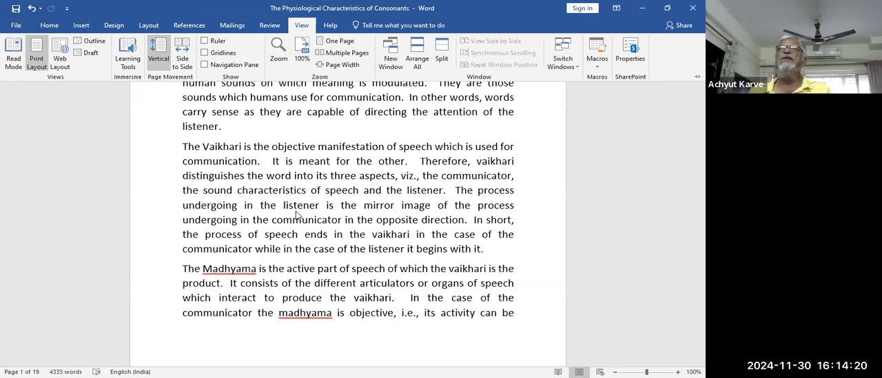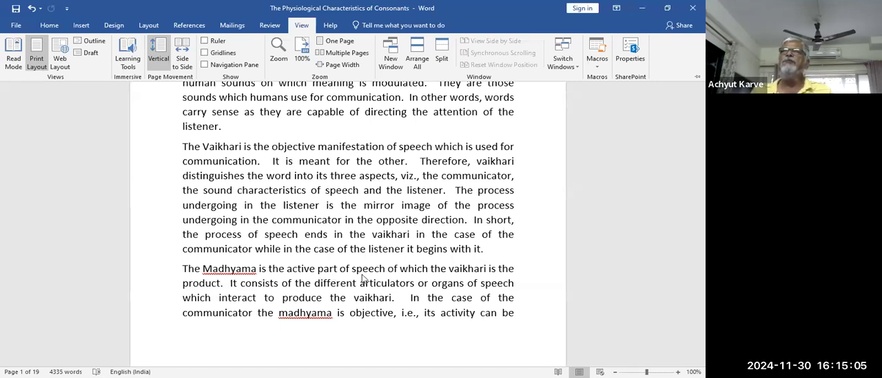The process undergoing in the listener is the mirror image of the process undergoing in the communicator, in the opposite direction. So when the communicator speaks, he utters the word, and the listener has to go in the opposite way. That is, if in the communicator it is Para, Pashyanti, Madhyama, and Vaikhari, in the listener, it is Vaikhari, Madhyama, Pashyanti, and he doesn't know where it goes. In short, the process of speech ends in the Vaikhari in the case of the communicator, while in the case of the listener, it begins with it.